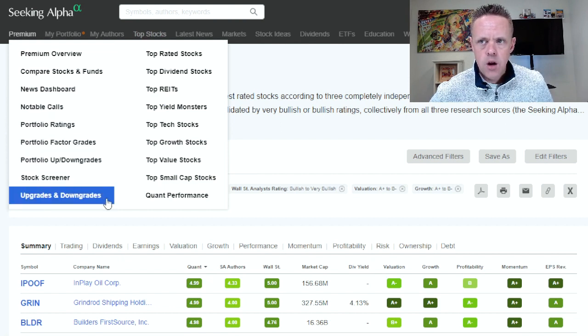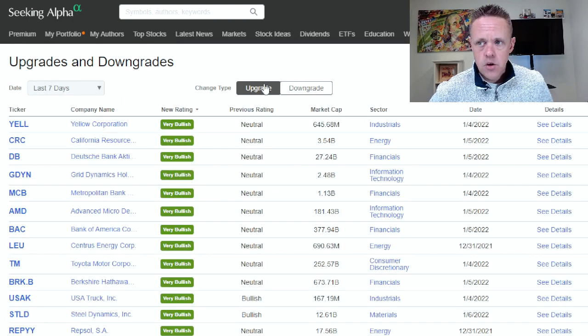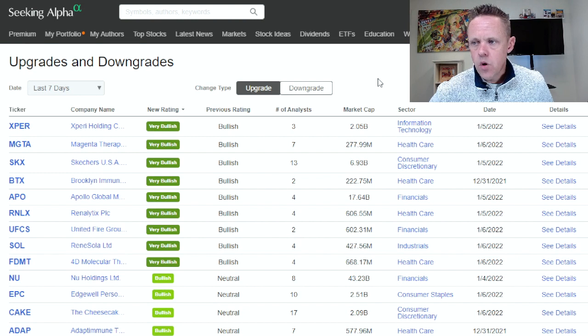So if we go over here, you see upgrades and downgrades, and this is across the market, okay? And for date sort, I'm going to do last 7 days, and you can choose upgrades or downgrades. We'll stick with the upgrades for now. And then you have the rating type over here. By default, it's the quant formula. I'm going to see what the Wall Street folks are saying and which ones they're picking over the last 7 days. You also get a count of the number of analysts who are covering a stock.